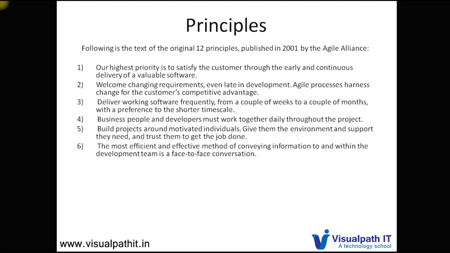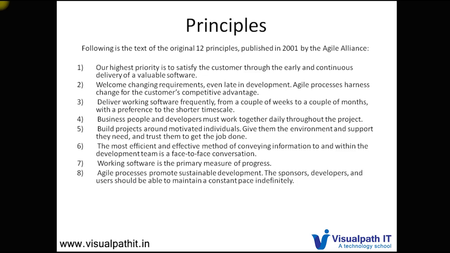And one more important thing: as we are discussing interactions so often, face-to-face conversation is given more importance. Working software is the primary measure of our progress. Instead of documentation or metrics, working software is the primary measure of our progress. Now the Agile process promotes sustainable development. That means the sponsors, developers and users should maintain a constant pace.